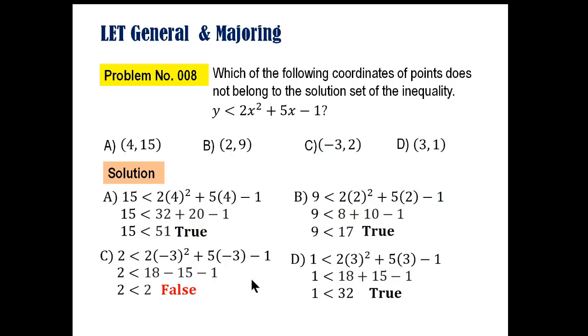So meaning to say, our correct answer is letter C, which is false, meaning points negative 3 and 2 does not belong to this inequality y less than 2x squared plus 5x minus 1. So that's letter C.